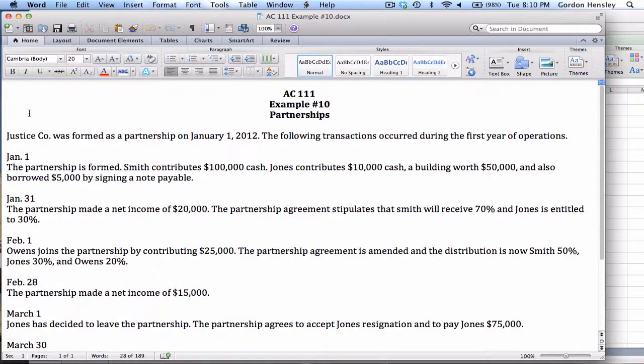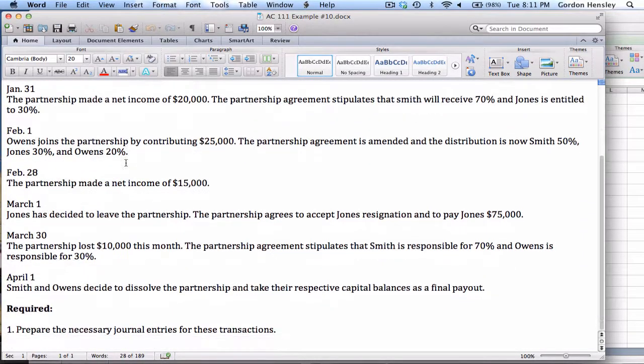This is the video demonstration on partnerships, and in this video I'm going to work the solution to example number 10. This example involves the Justice Company, which was formed as a partnership on January 1st, and they had the following transactions that occurred throughout the first year of operations. And we have a whole series of different transactions. And under the requirements, we are required to prepare the necessary journal entries.